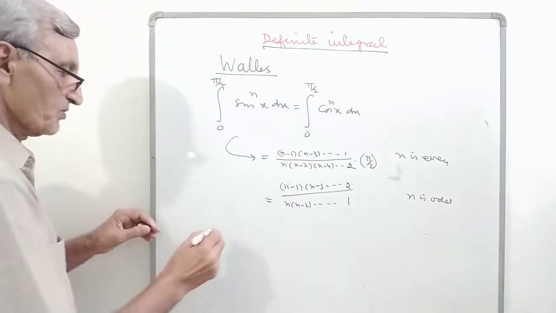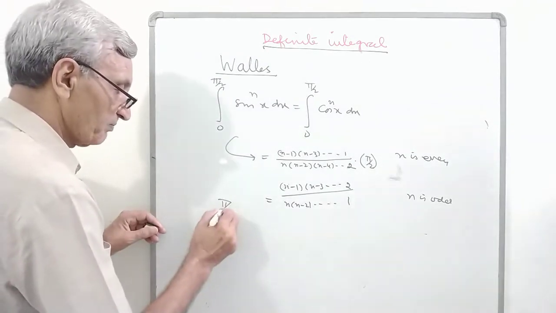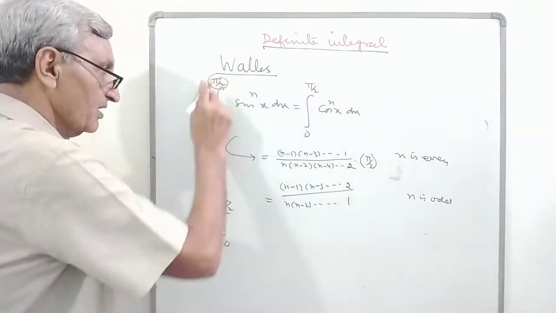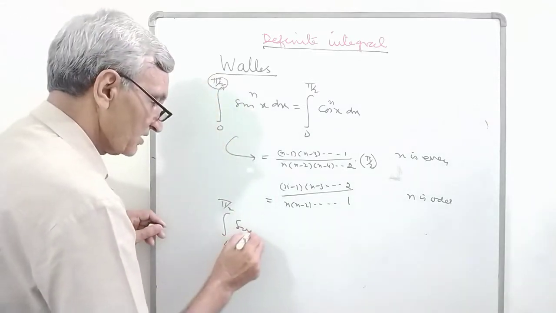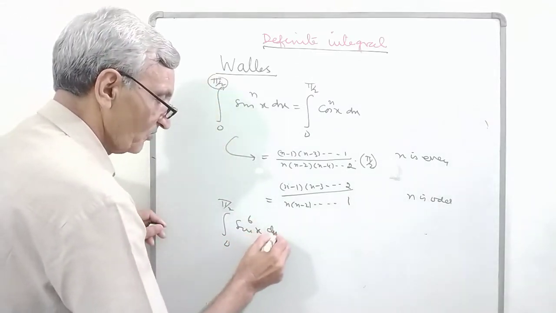For example, I've got the integral from 0 to pi by 6, pi by 2. Pi by 2 has to be there. It has to be pi by 2. Sin 6x dx. What is the answer?